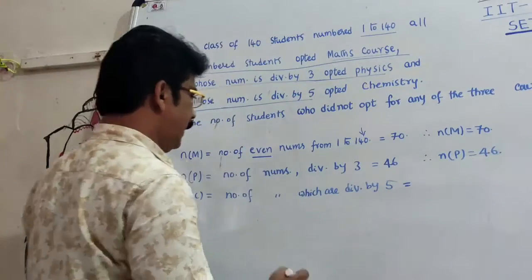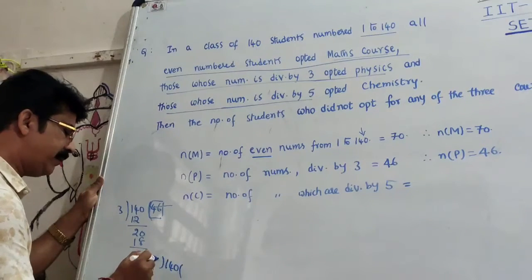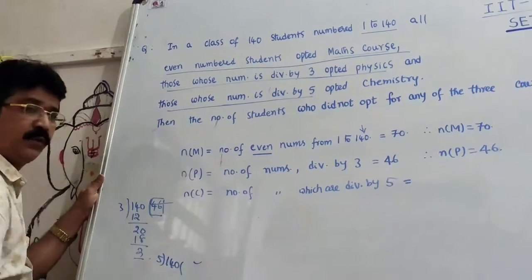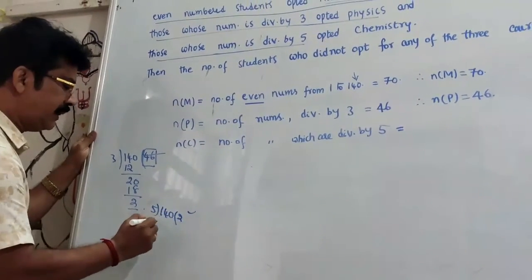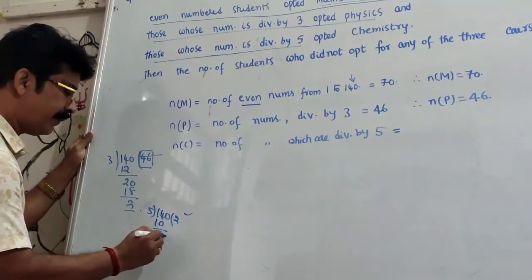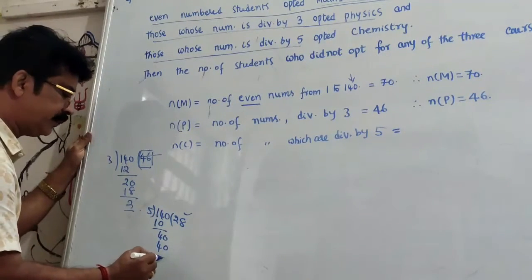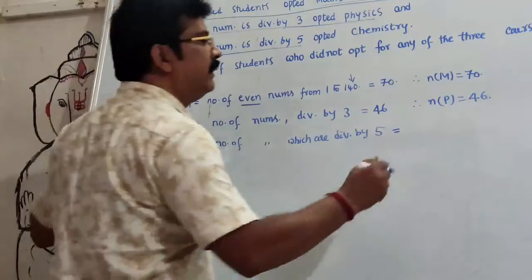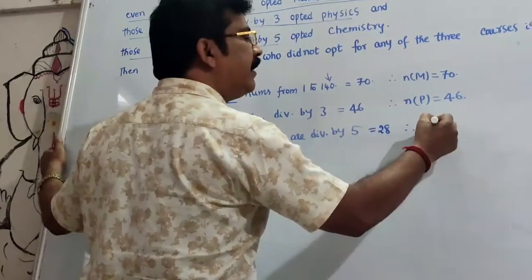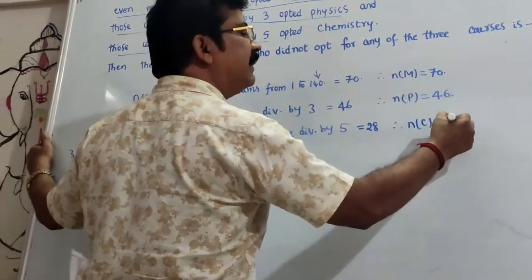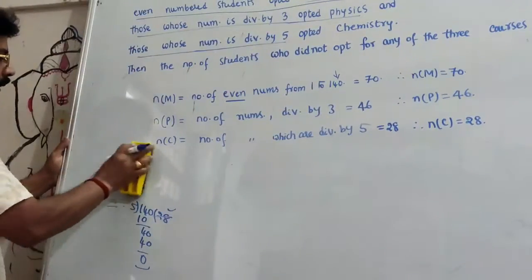Divisible by 5 means you just divide by 5 and find the quotient only. This is the procedure. 5 2s are 10, 5 8s are 40. So the remainder is 0, and the quotient is 28. So how many numbers are there? 28. Therefore, n of C, chemistry, is equal to 28. Did you understand? Right.